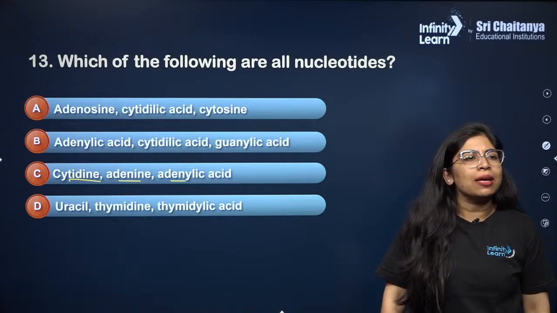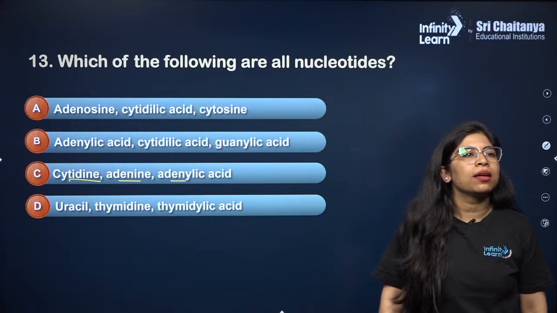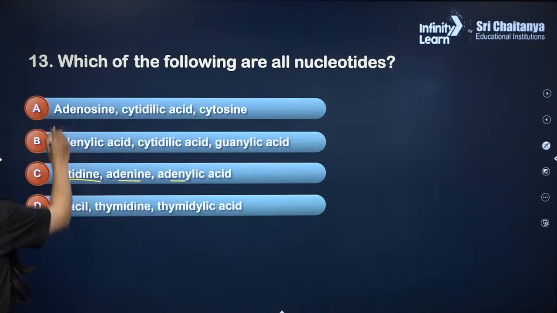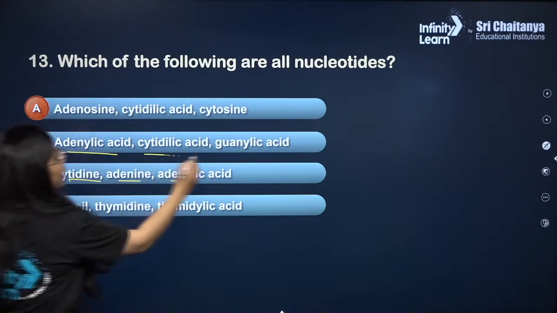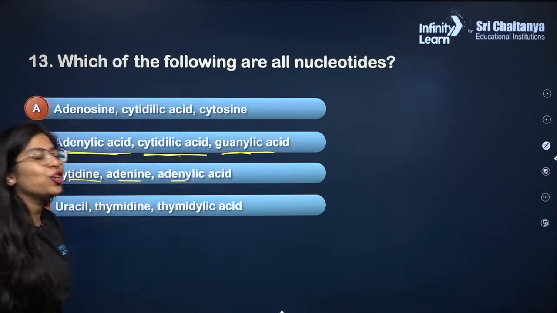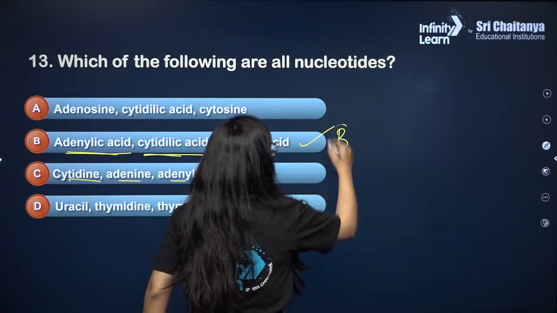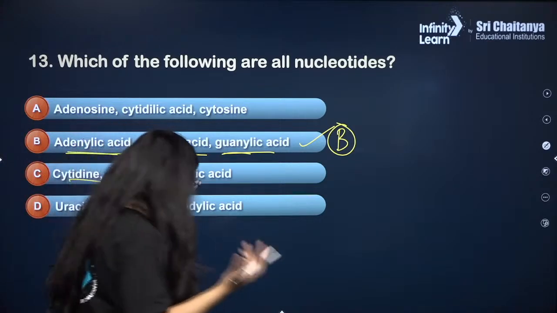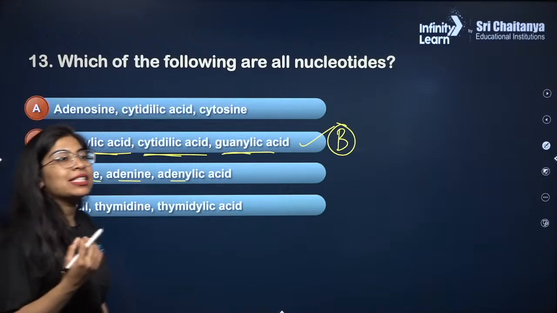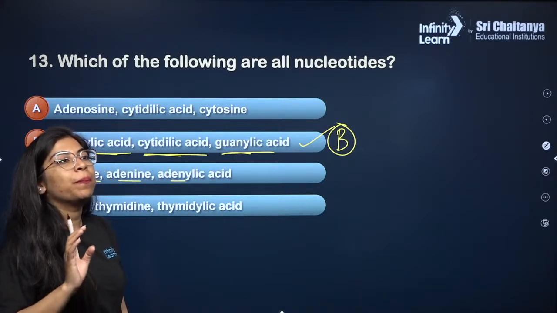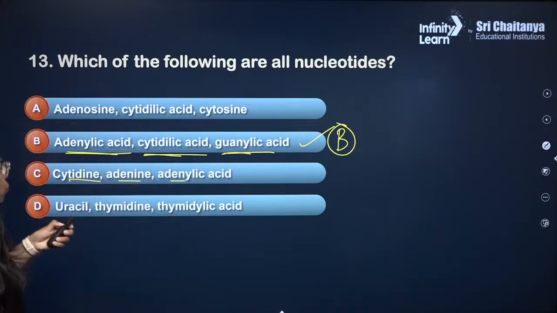Paint with Aishwarya says it is B. Mamtha says it is B. Rahul says it is B. Bhargavi also says it is B. Very good, everyone. The answer is B. I can already see that the three statements align with each other: guanylic acid, cytidylic acid, adenylic acid, all of these are nucleotides. Amazing, everyone. Whenever I say adenosine, it is different. When I say adenine, it is different. It's all different, everyone. The answer is B. All these three are nucleotides.